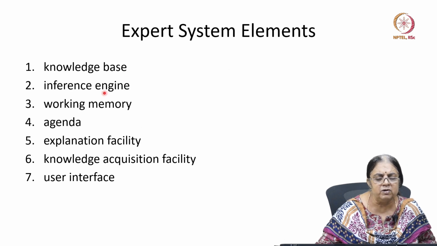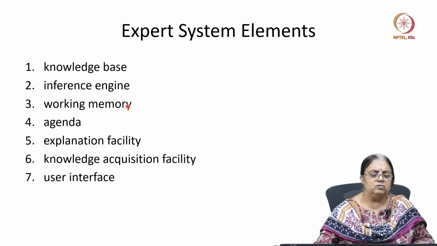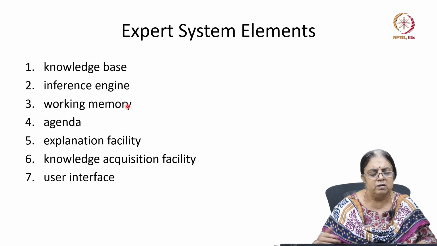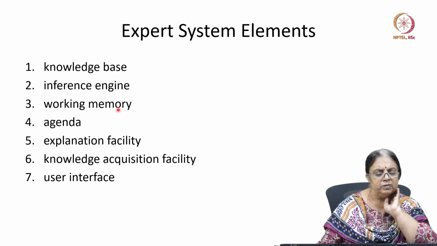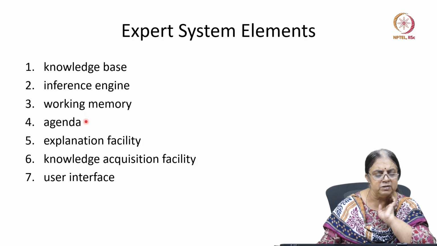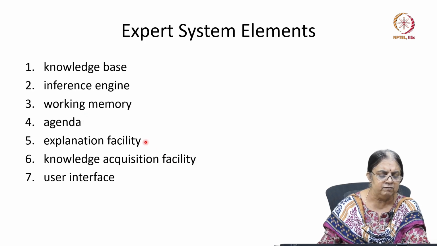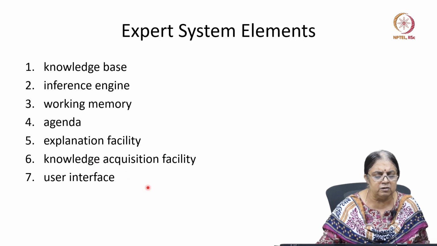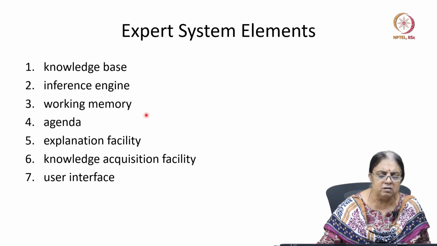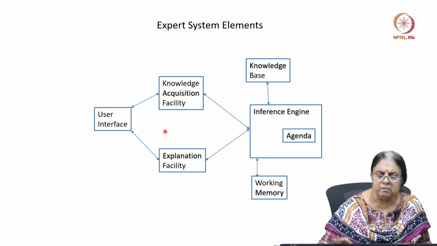So what are the different elements of the expert system? The knowledge base, the inference engine, the working memory. That's the place where all the inference actually goes on. And you have the agenda, which is part of your inference engine, explanation facility, knowledge acquisition facility, and user interface. So these are the various elements or parts of your expert system which you are using.